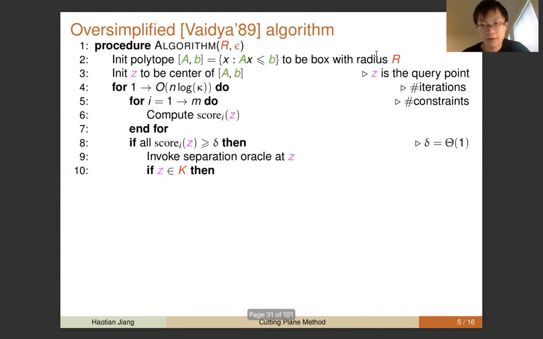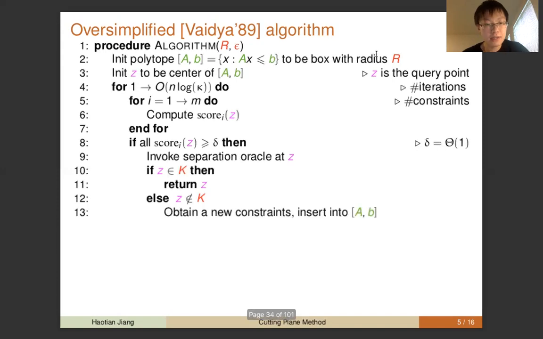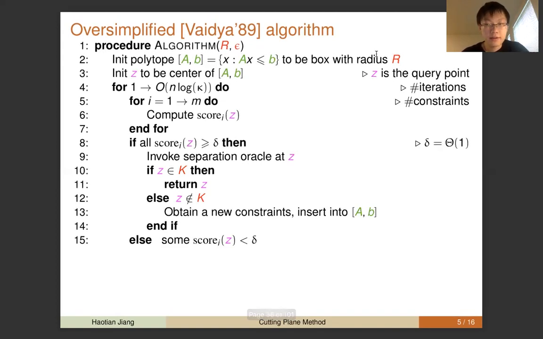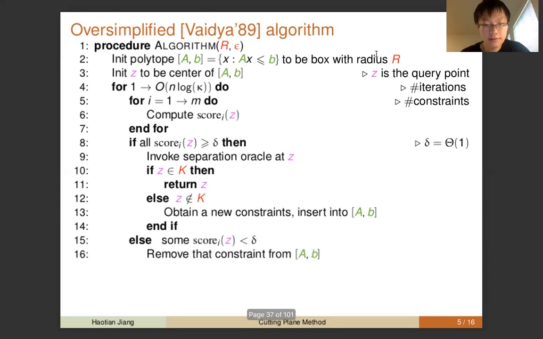If Z already belongs to K, then we are done. Just return Z. If, on the other hand, Z does not belong to K, the separation oracle would give a separating hyperplane, which is a new constraint, and the algorithm will insert it into the polytope. On the other hand, if some constraint has a very low score, smaller than delta, which means it's not important, then we just remove that constraint from the polytope.